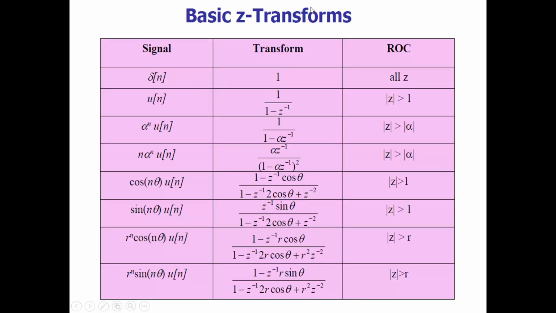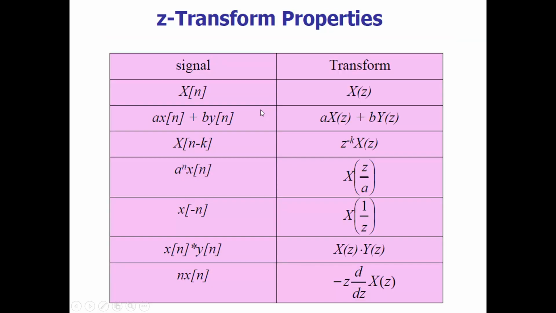Now these are some basic z transforms. For example, delta[n] is 1, u[n] is 1 over 1 minus z to the power minus 1, alpha to the n u[n] is 1 over 1 minus alpha z to the power minus 1. We can straightaway apply these z transforms of these basic signals in our numerical problems.